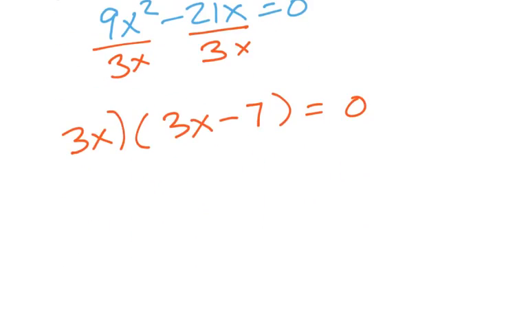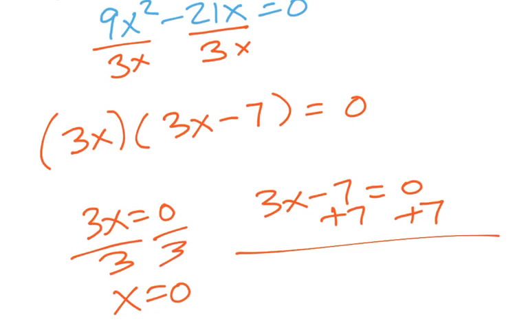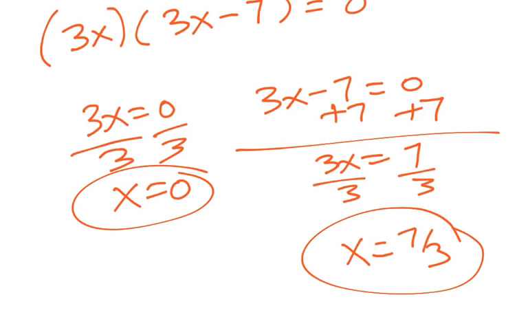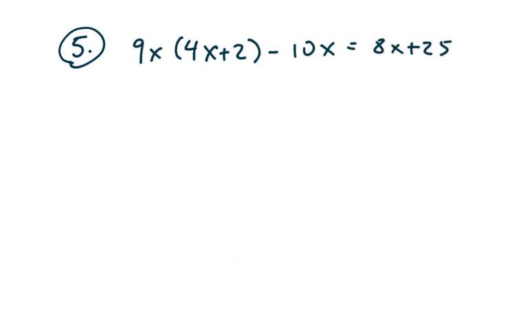So once more, set each bit equal to 0 and solve. So this one divided by 3, we're going to get x to be 0. This one add 7, divide by 3, and x is equal to 7/3. And once again, if you are having issues here, this is probably an indication you need to go back to some previous sections and work on factoring. Because all we're really doing is factoring and setting pieces equal to 0.